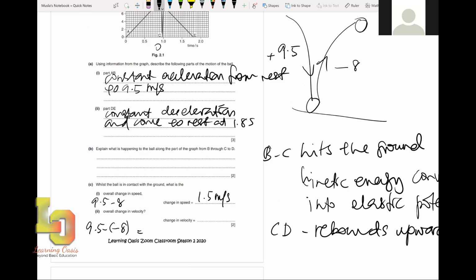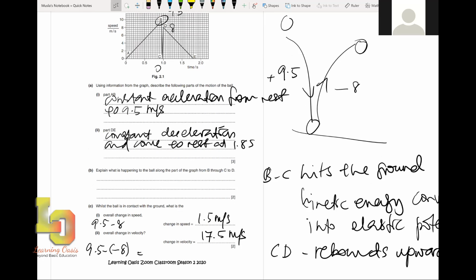17.5 meters per second. Get it right? 17.5. But if I ask you what is velocity, what is speed, you know. And you know that the opposite direction is actually negative. So put that here. Be careful because they want overall change. As it goes down, 9.5. As it goes up, it is negative 8. Why negative 8 meters per second? Because it's moving in the opposite direction. Why again? Because velocity is a vector quantity. If they just ask for change in speed, okay?